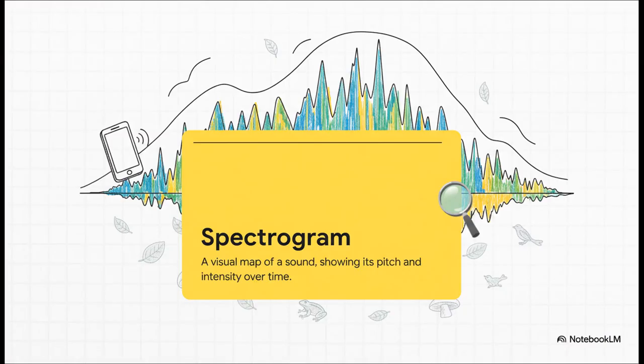So the very first thing the AI does is it turns the sound into something called a spectrogram. The best way to think about this is literally as a visual map of the sound. Instead of just hearing it, the AI can now see the sound structure, its peaks, its valleys, its frequency, and how intense it is over time.